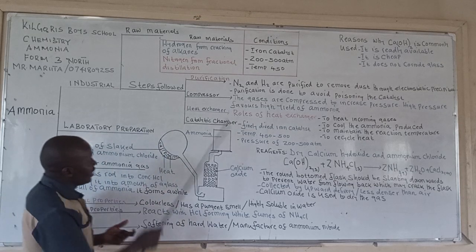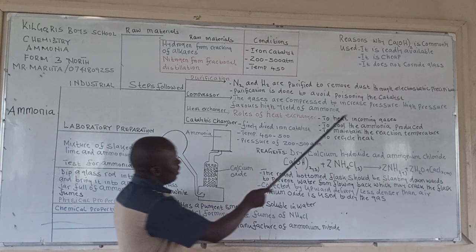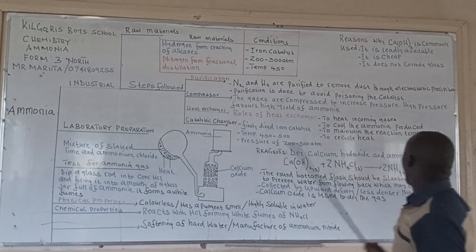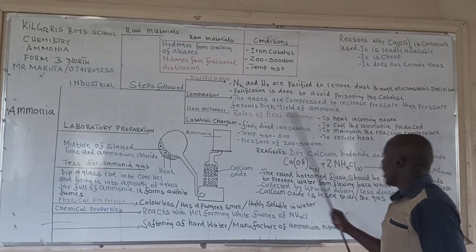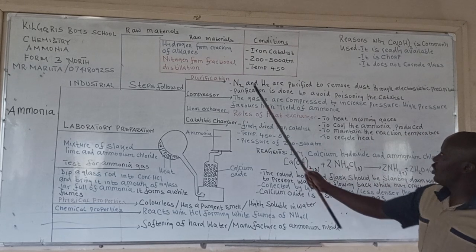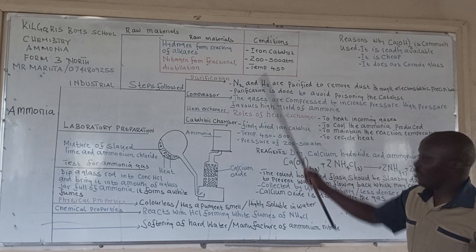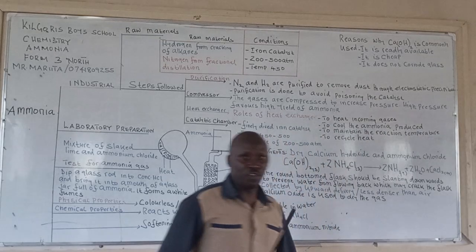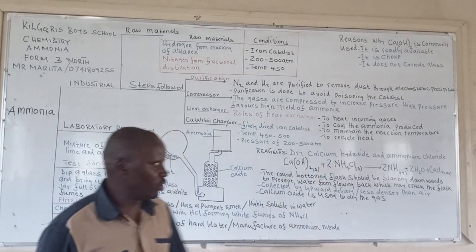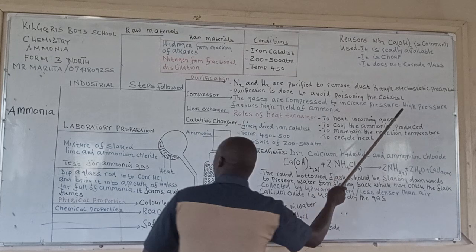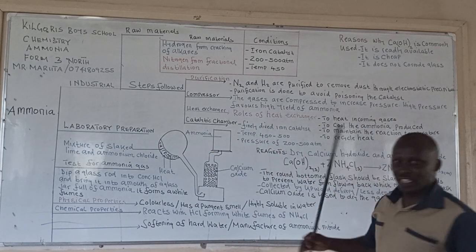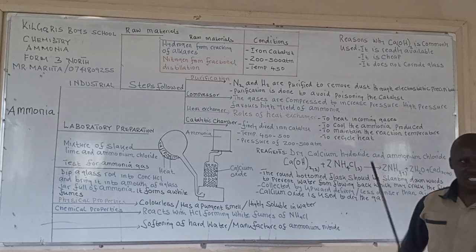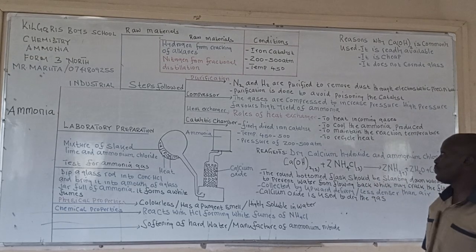Step two is compression. The gases are compressed to increase the pressure. Why is compression important? It is to increase the pressure. High pressure favors a high yield of ammonia. The reaction between nitrogen and hydrogen to form ammonia is an exothermic reaction. In Form 4, in the topic of factors affecting the rate of the reaction, you will discover that an increase in pressure favors the side which has fewer molecules.